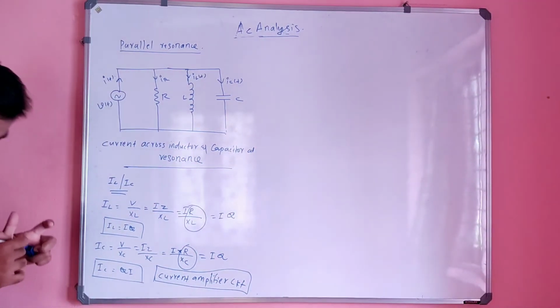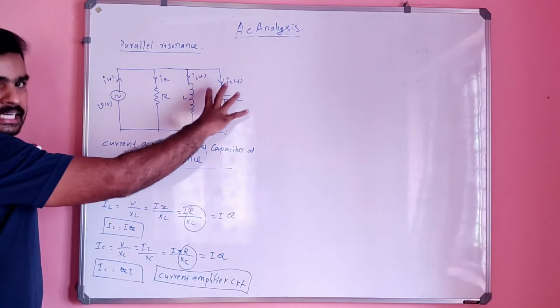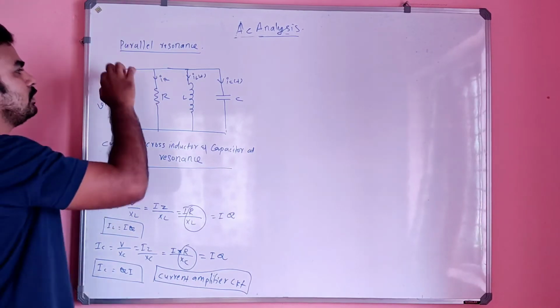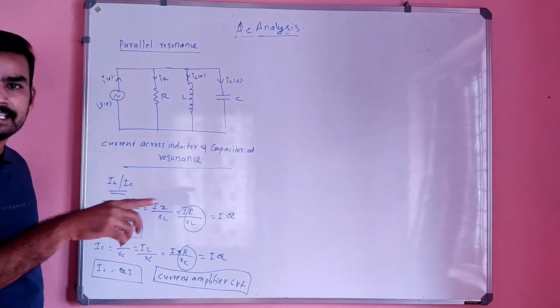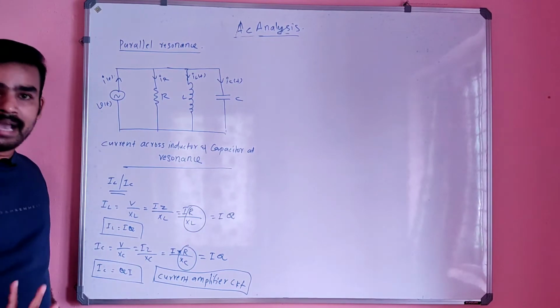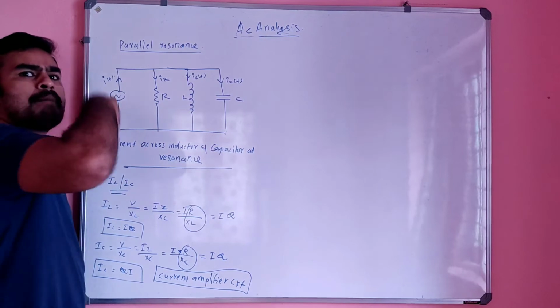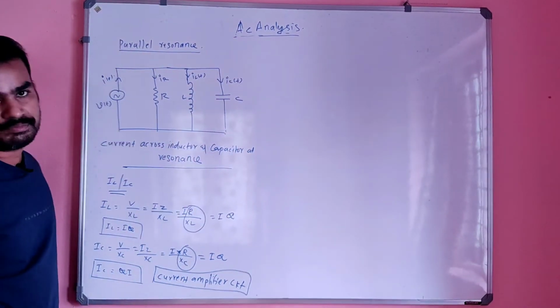Current amplifier circuit, because we know that in resonant condition there will be a small current drawn by this circuit. The total current I of t will be very less, because we already see in the curve that at Y minimum, Z will be maximum, so that I will be minimum. That minimum current is amplified to Q times across L and Q times across C, that's all.